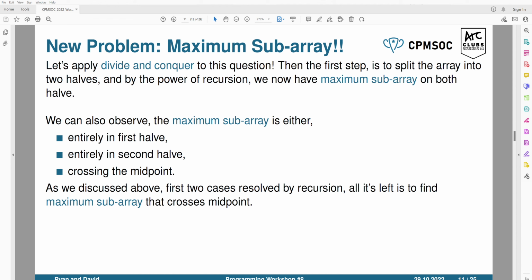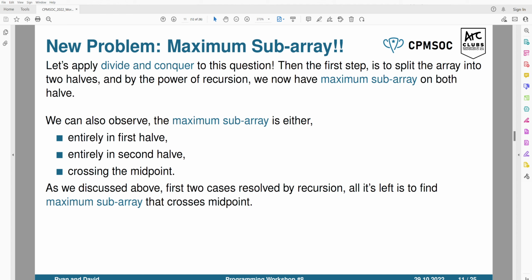Then we want to make some key observation. So we make a proposition here. The maximum subarray is either entirely contained in the first half or entirely contained in the second half, or it must cross the midpoint, which intersects with both halves.